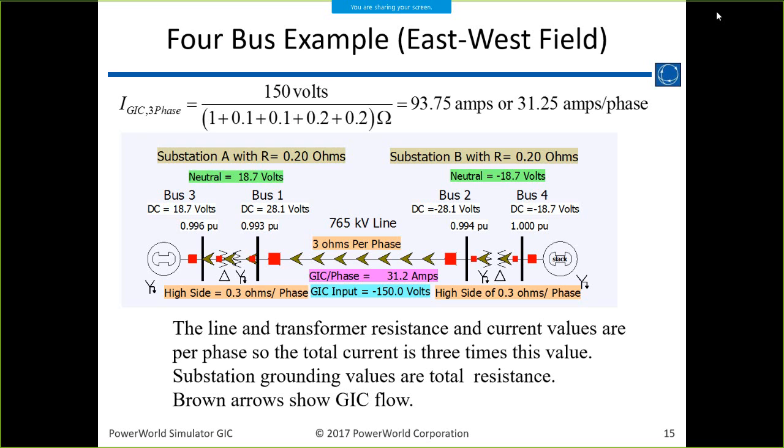And getting data, this value, the resistance of the line, we get that from the power flow data. Ideally, people supply the resistance on the transformers, but if they don't, we can guess that from the power flow data. The substation grounding resistance is something that would need to be supplied. If not, we have default values, but they're just defaults.